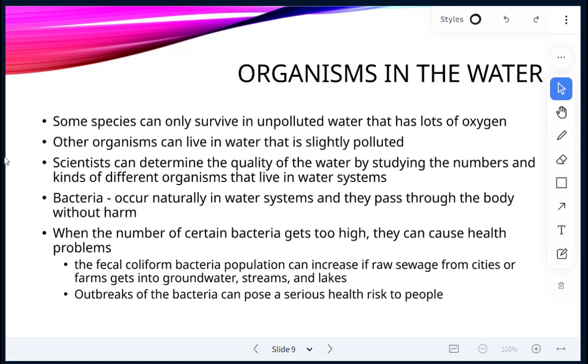Bacteria, for example, they occur naturally in water systems and they pass through the body without harm. But when the number of certain bacteria gets too high, they can cause health problems. For example, the fecal coliform bacteria population can increase if raw sewage from cities or farms gets into the groundwater, streams, and lakes. Then if there's outbreaks of that bacteria, it can pose a serious health risk to people.